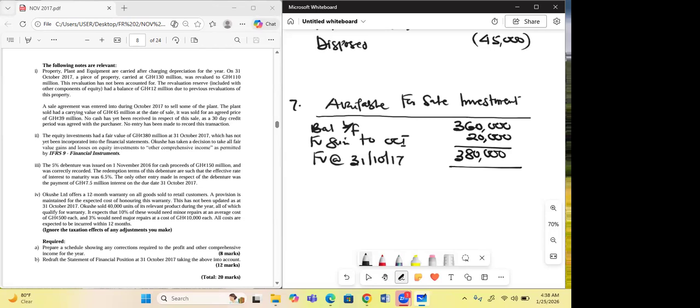So you will do what the standard says. What does the standard ask us to do? It says we should measure all held to maturity instruments at what? Amortized cost.